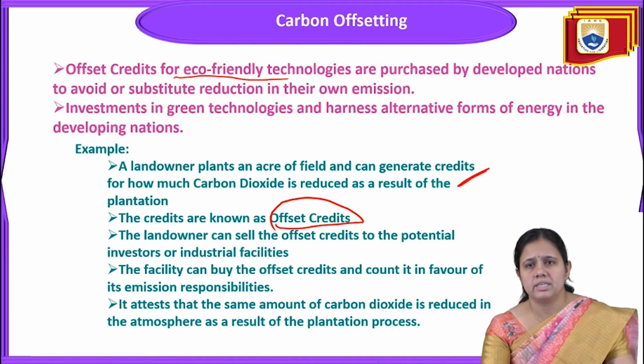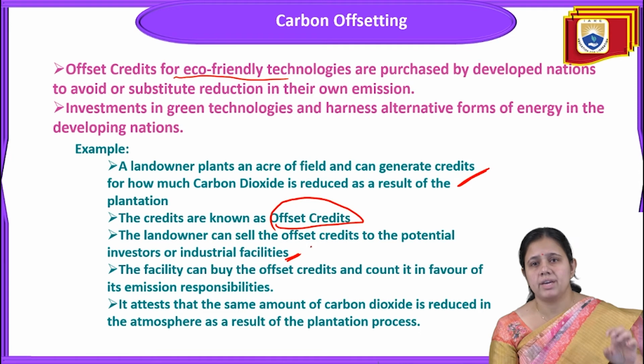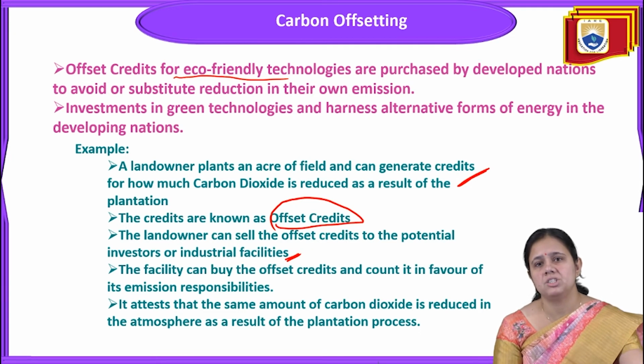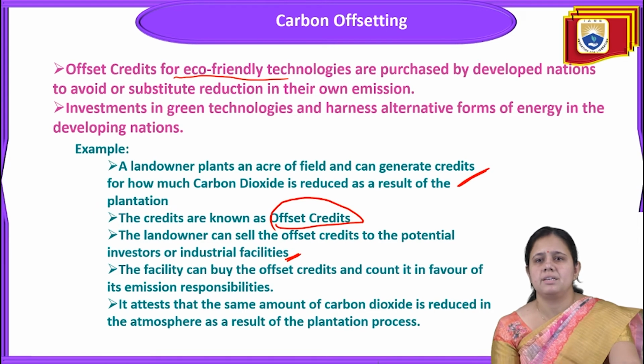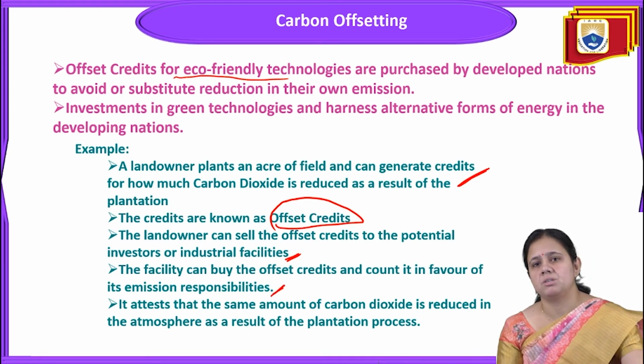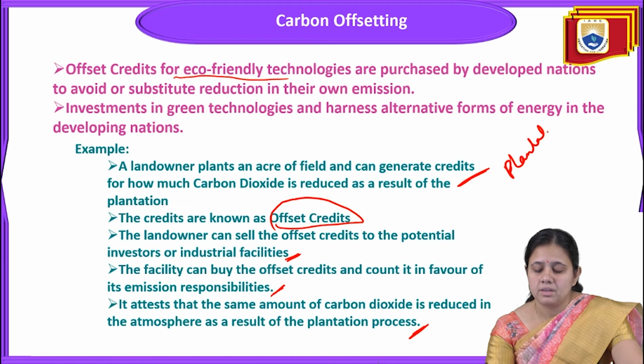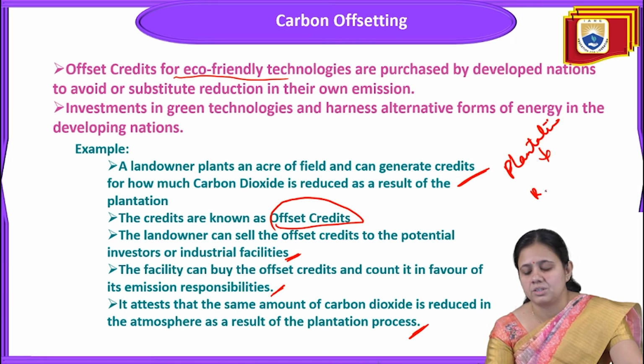So the landowner can sell the offset credit to the potential investor or industrial facility. This facility can buy the offset credits and count it in favor of its emission responsibilities. It attests that the same amount of carbon dioxide is reduced in the atmosphere as a result of the plantation process. In this way, we can understand that plantation is a solution for the reduction or mitigation of climate change.